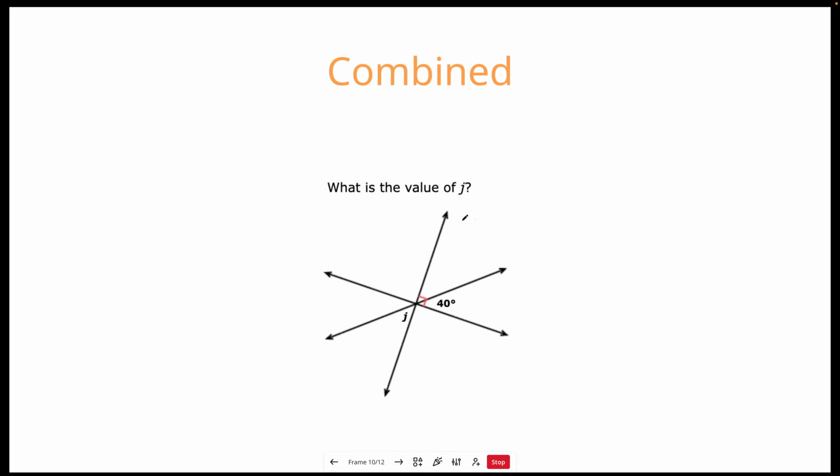All right, the last type of problem in this lesson is combined, meaning you will have to do both, maybe some vertical and adjacent with complementary, supplementary. So for example, in this problem, we're trying to find J, and I notice that J is part of this X right here. Now, I don't know what the opposite part of the X is, but I do know that this 40 degrees plus this angle has to be 90. So let's call this, I don't know, let's call it x, because I don't know what it is.